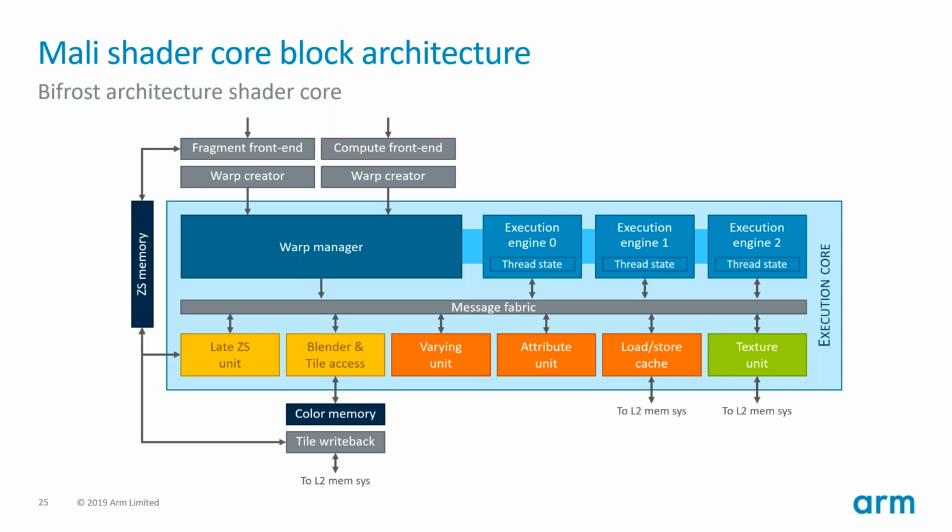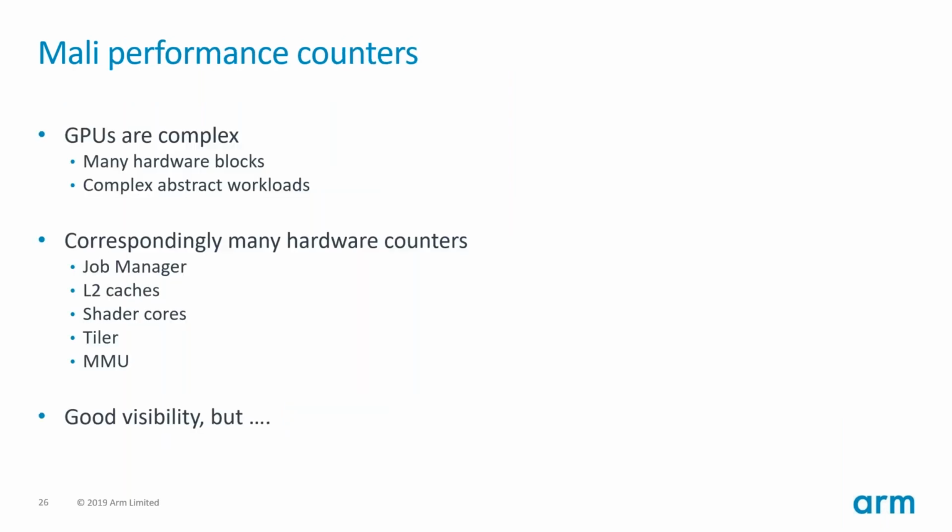Can you identify the critical path unit? Can you identify why it's so busy? So the GPU is complicated. There are many blocks, both programmable and fixed function. The workloads that are coming in from the application level are quite complex, abstract workloads. Draw this mesh, please. There isn't a direct mapping from what the application specified to single behaviors in the GPU. One API call can translate into many interacting GPU behaviors.